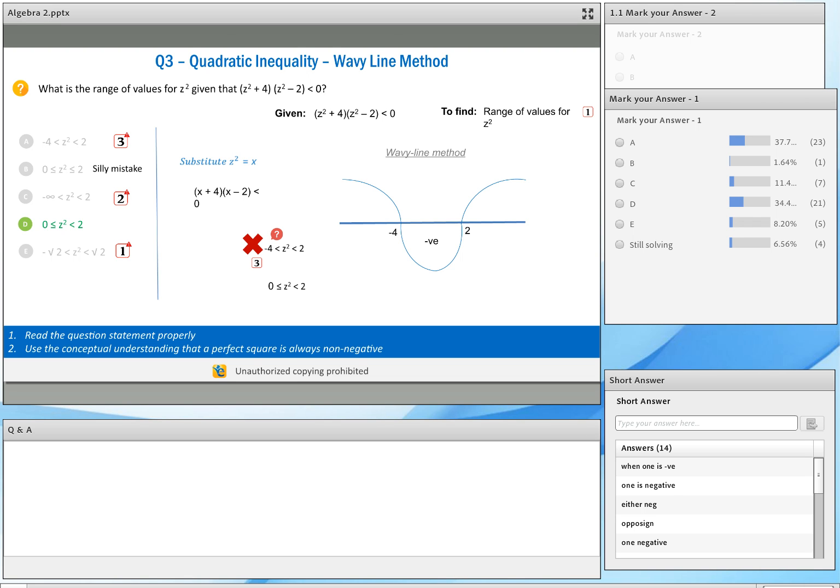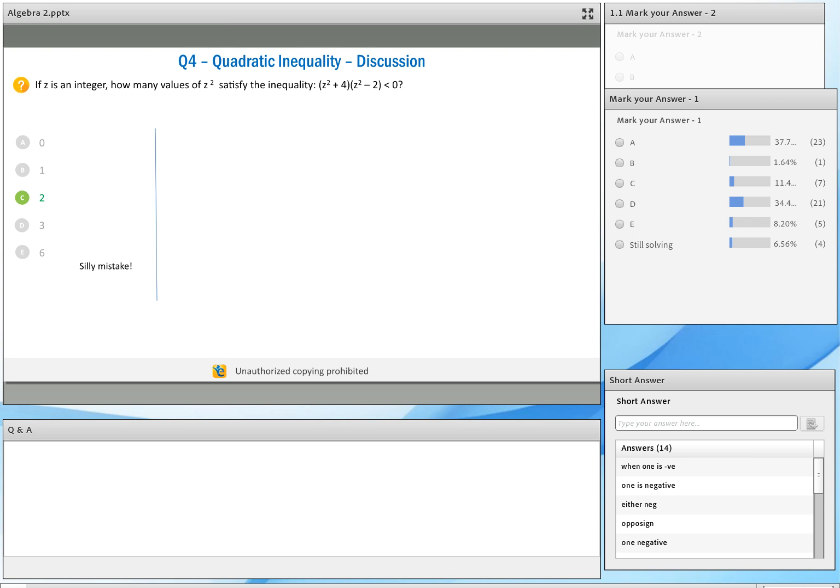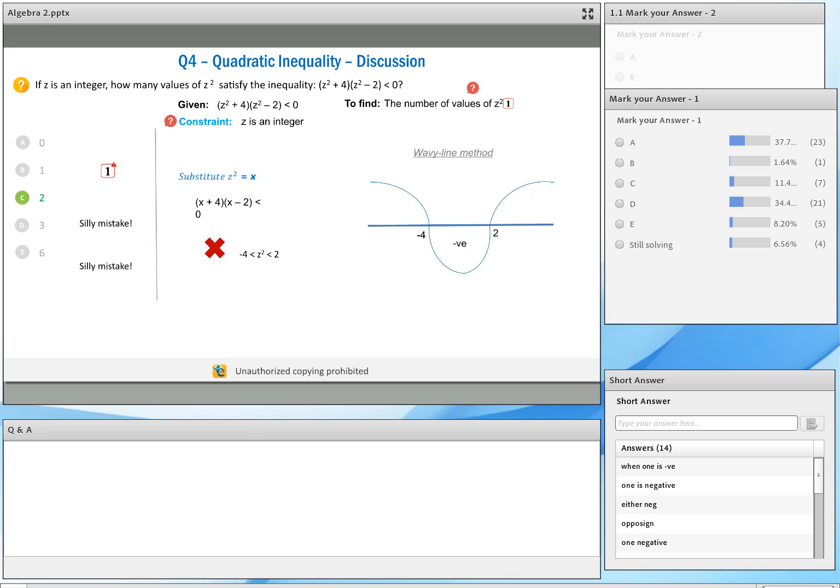Okay. Now let's come to question number 4. Question number 4, this is with the wavy line method, so let's go forward. If z is an integer, how many values of z square satisfy this inequality? So it's the same inequality, right? Well, now what is given to us is z is an integer, and we have to find the number of values of z square.